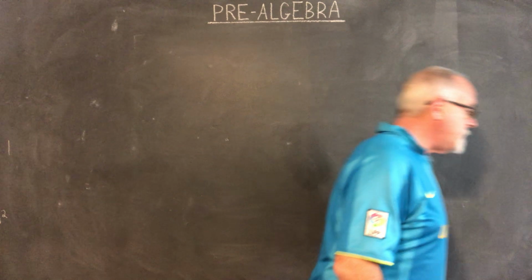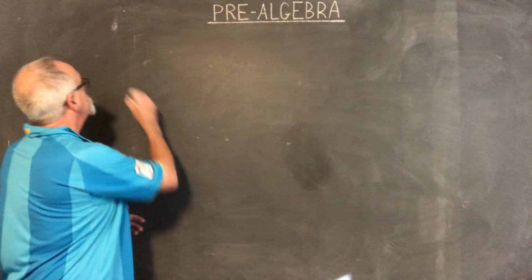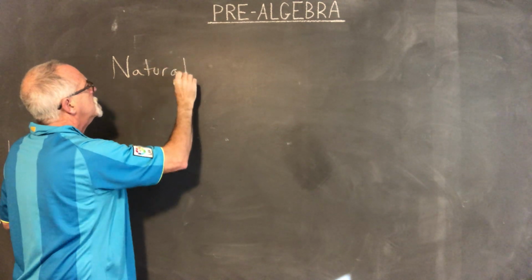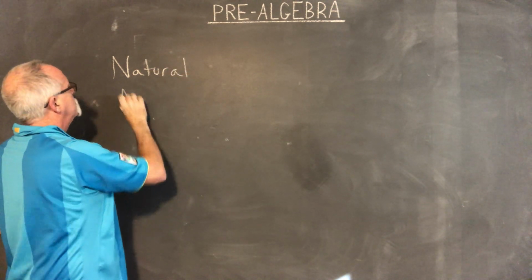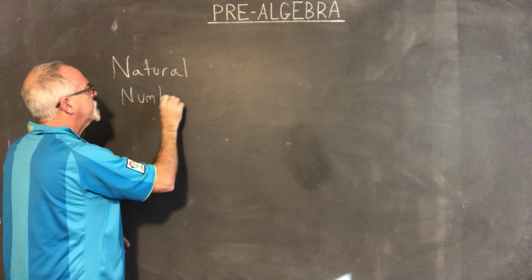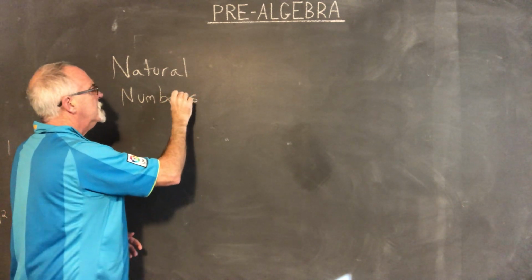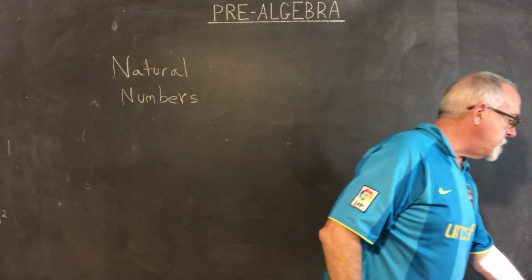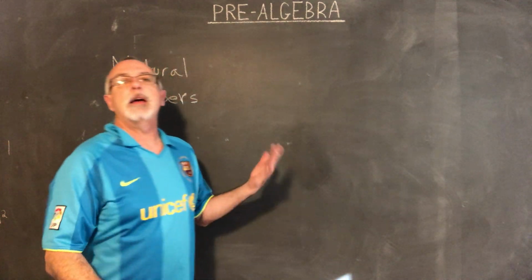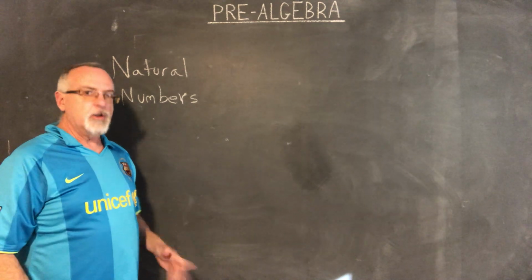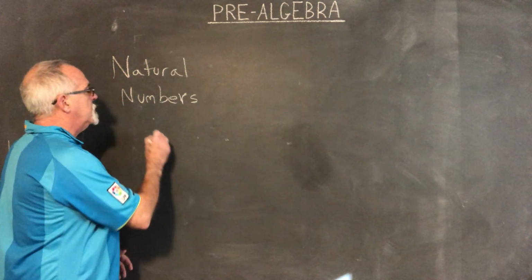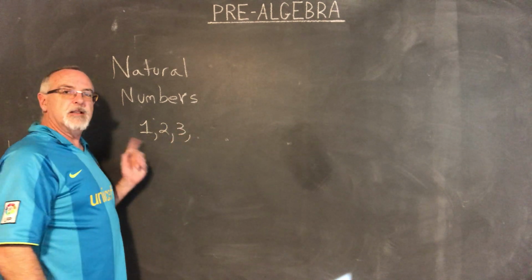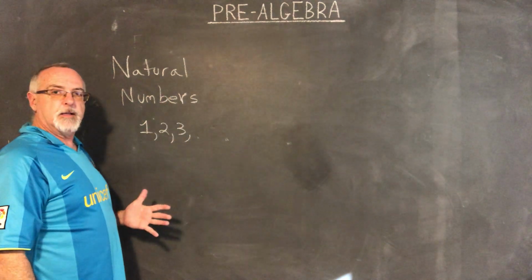Okay, so what are natural numbers? What are whole numbers? What are integers? Natural numbers. These are the numbers that we learn first when we're just starting to learn math. We learn to count. So the numbers you use when you're learning to count, those are the natural numbers. They are 1, 2, 3. We're not using 0. 0 is not included in the set of natural numbers.